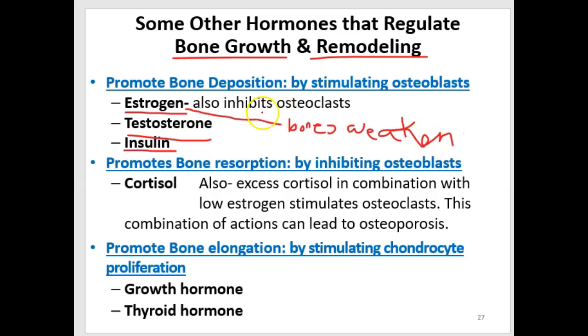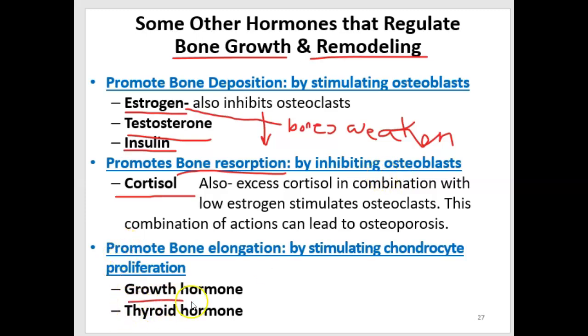And then cortisol is a stress hormone produced by the adrenal gland, and it promotes bone resorption. It also causes an imbalance in bone remodeling. It takes the calcium out of the matrix.